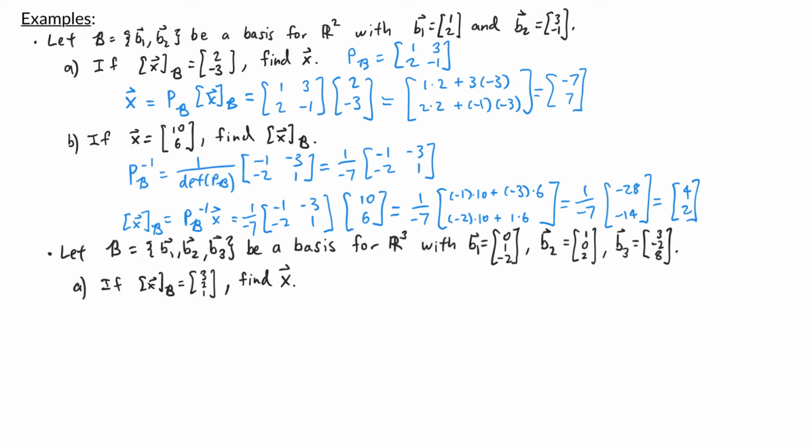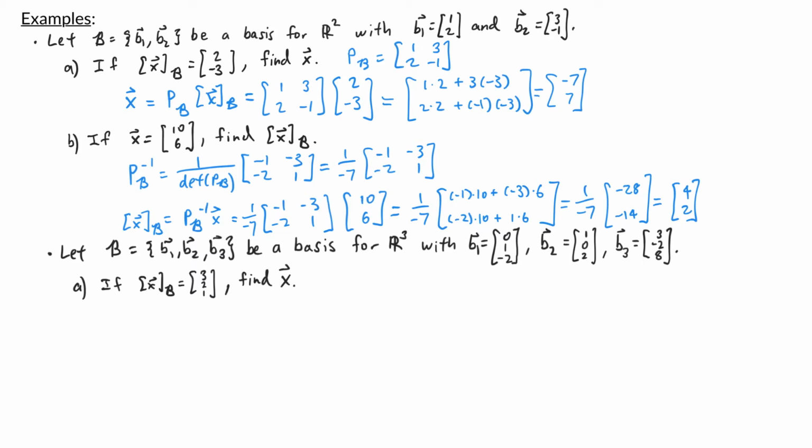So here B is a basis for R3 with vectors b1, b2, b3, where b1 is the vector (0, 1, -2), b2 is (1, 0, 2), and b3 is (3, -2, 8). So in part A, we have that the B-coordinate vector for x is (3, 2, 1), and we want to find the standard coordinates for x.